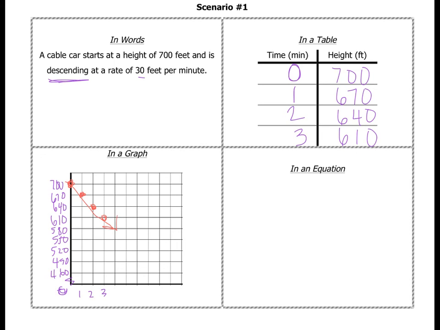Okay, so our last one is in an equation. So y equals. Well, we know that it is consistently going down by 30 every time on our table. We also know that it told us in words that it descended at 30 feet per minute. And we also saw in our graph that it's going down by 30 per minute. So negative 30 is our slope or our rate of change times x, because x is the number of minutes. So you could plug any minutes in there to find out how far up the cable car would be. And it told us that it starts at 700 feet.